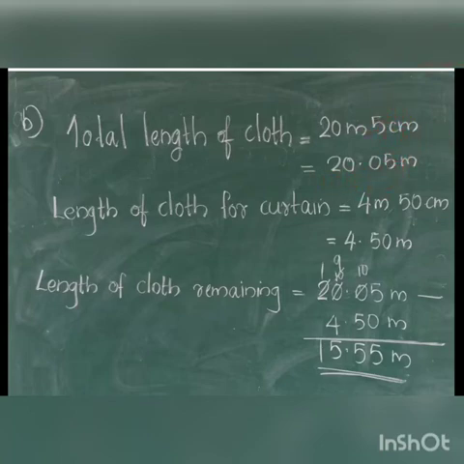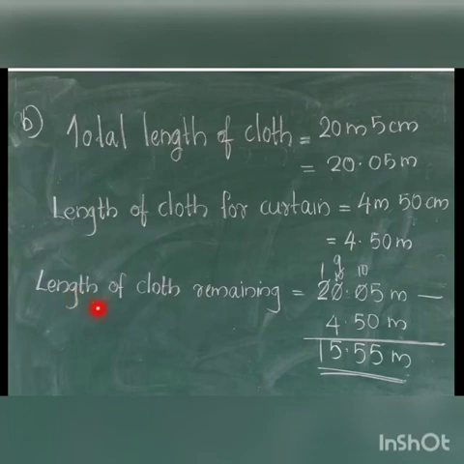This conversion, how it happens, I explained in the last class. Now the length of cloth for the curtain is 4 meter 50 centimeter. That again, converting to meter, is 4.50 meter. How does this come? 1 meter is equal to 100 centimeters, so in turn 1 centimeter is equal to 1 by 100 meter. So converting, you will get this.